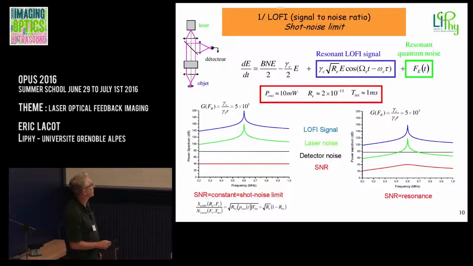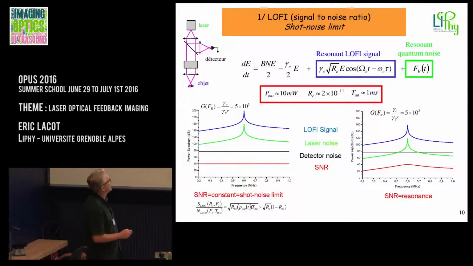So a signal-to-noise ratio equal to 1 corresponds to 1 photon coming back inside the laser cavity during the integration time of the lock-in amplifier. In fact. Another example, here the LOFI gain is equal to 10 to 5.